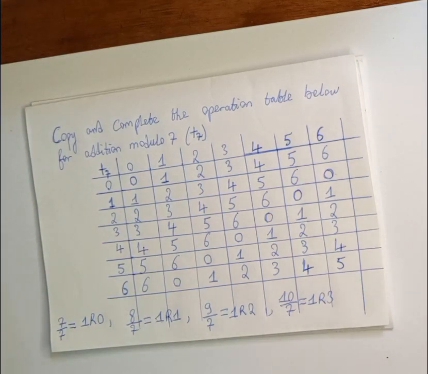This is how we add numbers from 0 right up to 6 in modulo 7.